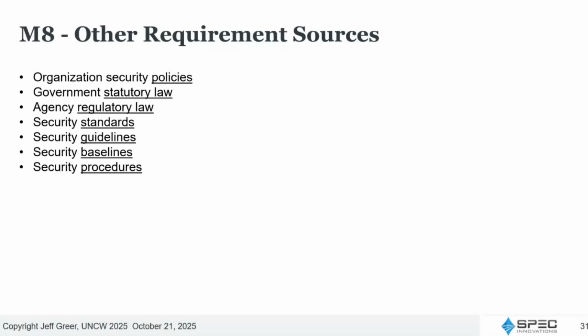Security guidelines, those would be your risk management frameworks, whether you use NIST or ISO 27000, possibly your security baselines. If you've done a capability maturity model analysis on your cybersecurity strategy, you might want to look at where there's room for improvement, and then ultimately security procedures, right? So that gets you down into another level of detail.